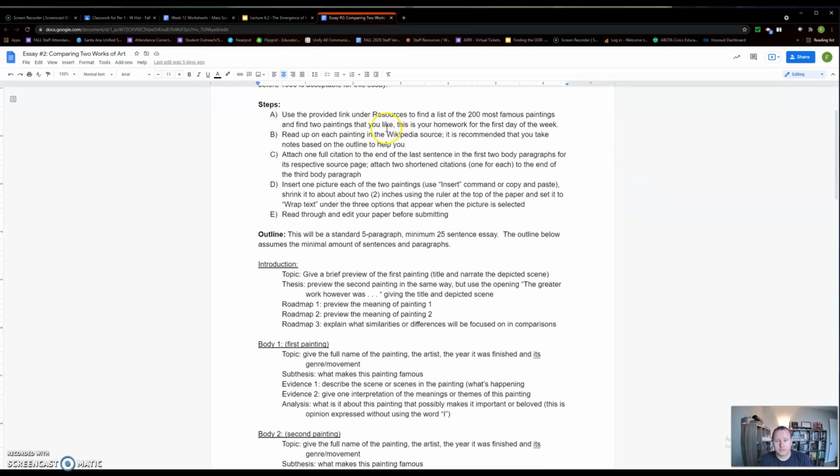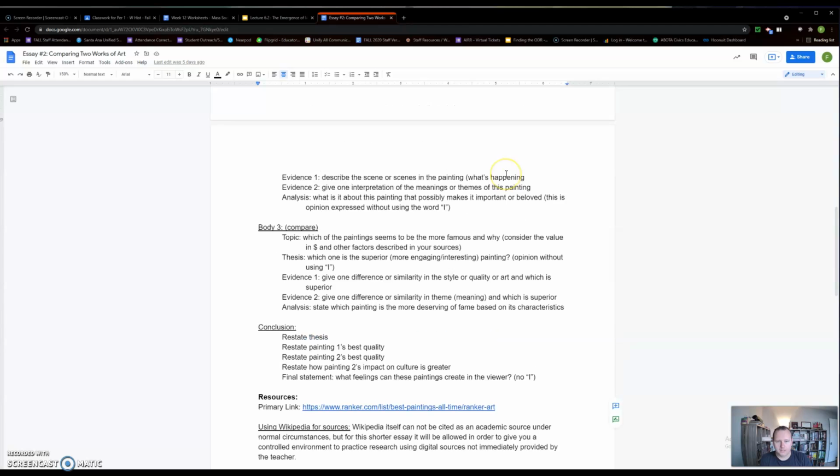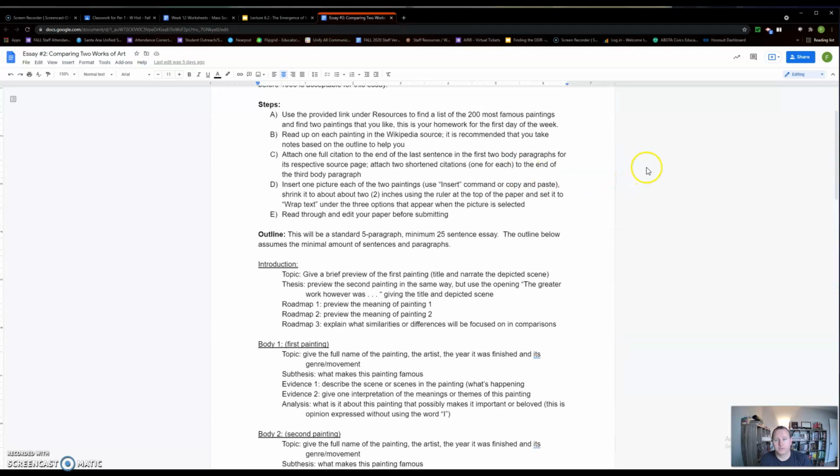So, here are the steps. Number 1, use the link I've given you under resources. It's right here. It's got the 200 most famous paintings. Now, a couple of them are not going to work for you because they are past 1900, but the vast majority will be before that. So just make sure you check dates if you see a painting you like.